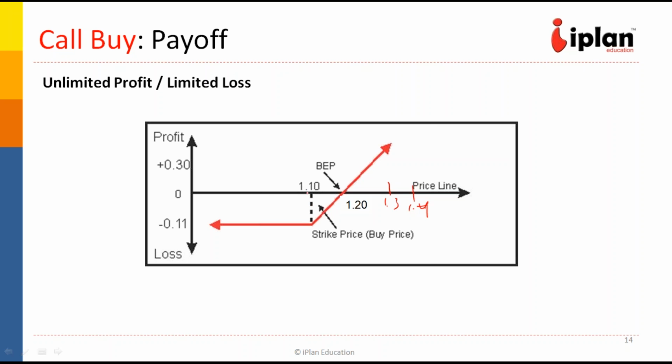And if the price falls below the strike price, the strike price was 1.0, he will not exercise the option contract. In that situation, he has given you 0.1 million. That will be his loss, as the break-even is 1.2. So below 1.0, he will not execute it. Price goes to 0.9, 0.8, 0.7, anything, he will not execute. So his losses will be limited to the amount of premium he paid.